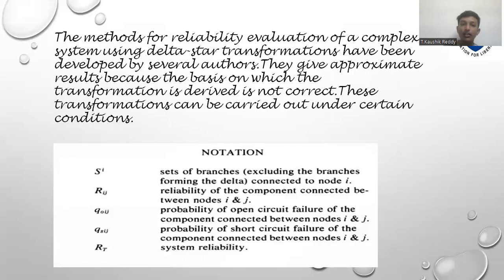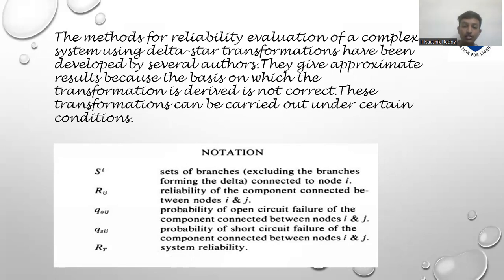The methods for reliability evaluation of a complex system using delta star transformations have been developed by several authors. They give approximate results because the basis on which the transformation is derived is not correct. These transformations can be carried out under certain conditions.